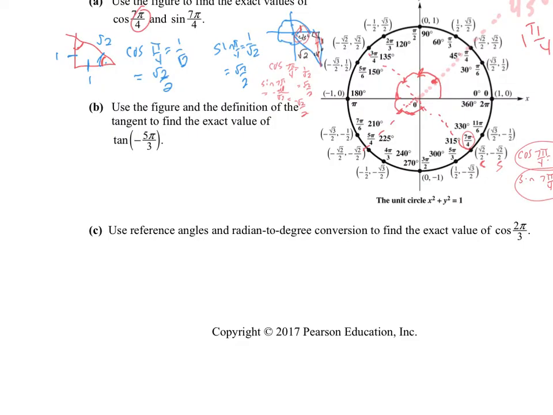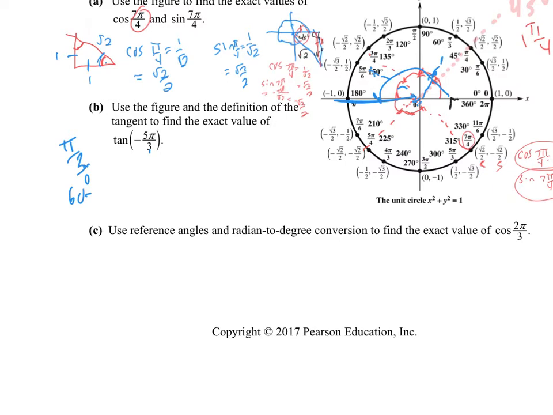Use the figure and the definition of the tangent to find the exact value of tangent of negative 5 pi over 3. Oh, he did say use the figure, so I will use the figure. Pi over 3, in my memory, is 60 degrees, because if I divide from here to here, which is pi, into 3 pieces, that would give me a 60, a 120, and a 180. So that's 3 pi over 3. He wants the negative 5. That meant I'm going to go this way.